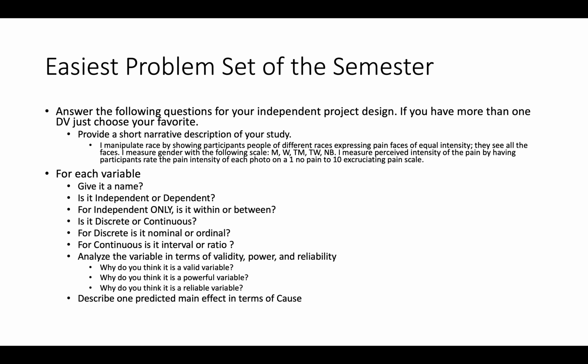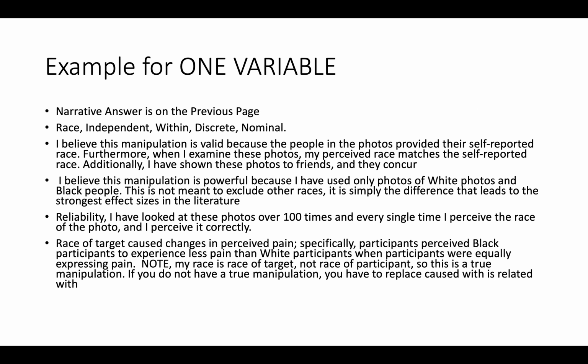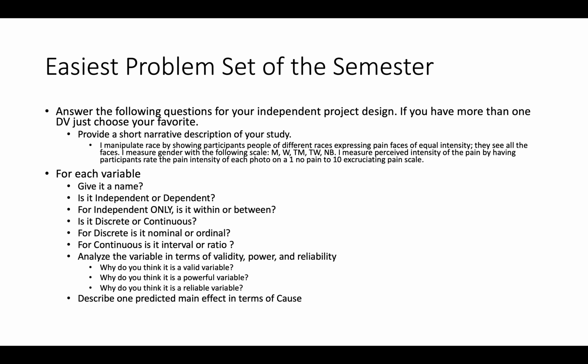Not the interaction. I don't want to deal with that yet. Just one main effect. In my study, I can say my race manipulation caused changes in pain perception because I manipulated race and measured pain. For the gender one, since it was measured, I can't say cause. I could say gender's associated with perceptions of pain. If that were the case, it's probably not. And here's an example of me going through one of those examples for you. And now our lecture is done. Do the problem set, and that should be all great.